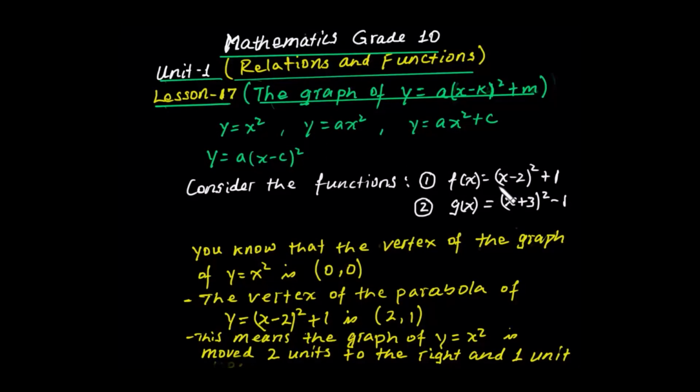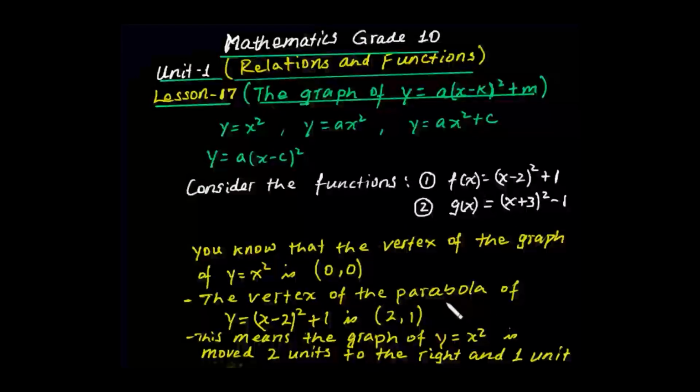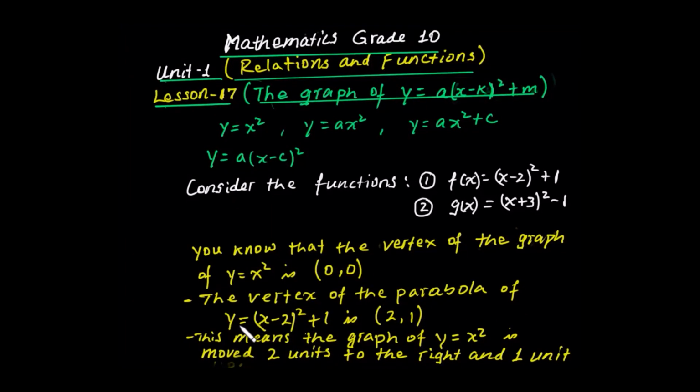Yes, the x squared coefficient is 1 by 1. So, you know that the vertex of the graph of y is equal to x squared is the origin, 0, 0. So, the vertex of the graph of the function y is equal to x minus 2, the whole squared, plus 1. Yes, the vertex is what we need to know.